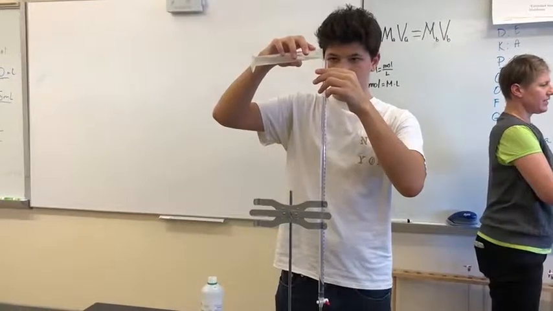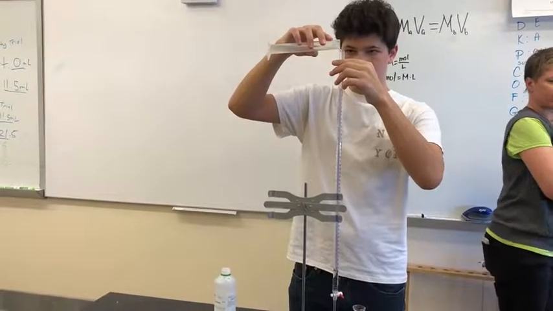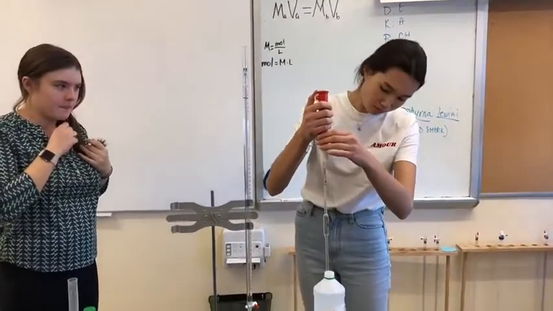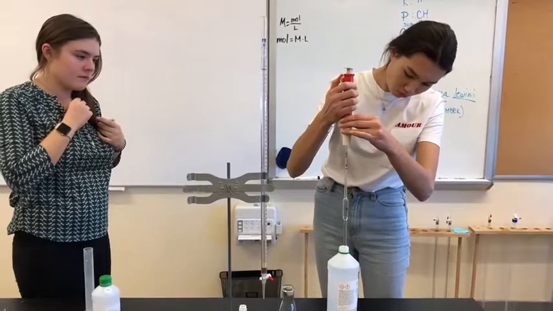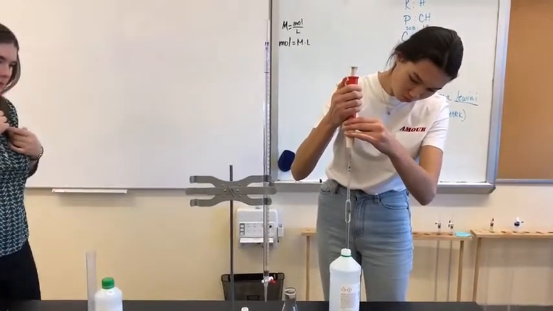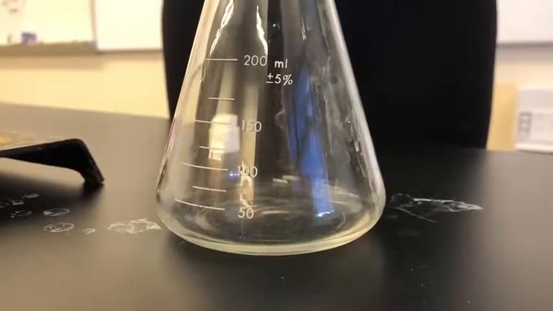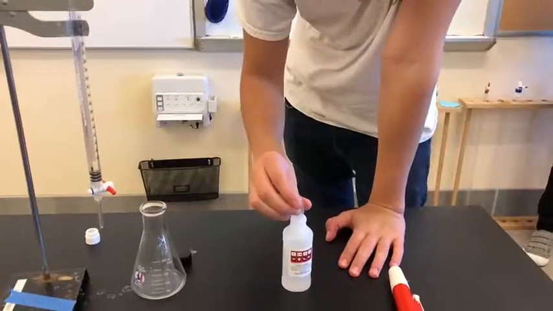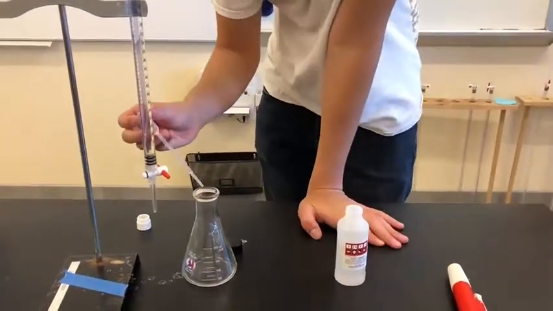Step 4. Run some solution through the stopcock to fill the burette tip completely. Make sure there are no air bubbles and that the level of the solution falls to or below the zero mark. Step 5. Using a volumetric pipette, measure out 10 milliliters of an acid and add it to a flask. Step 6. Add 5 to 6 drops of an indicator to the flask.